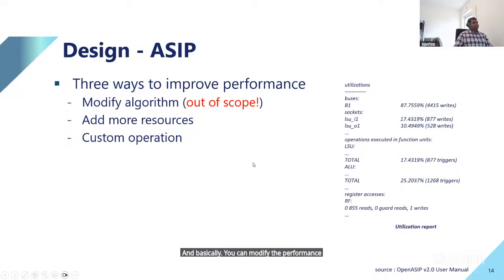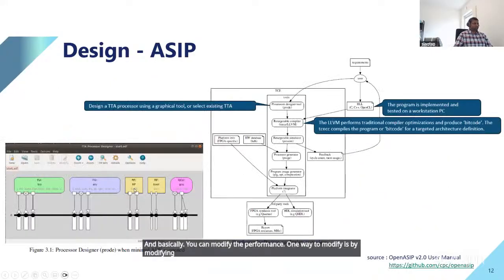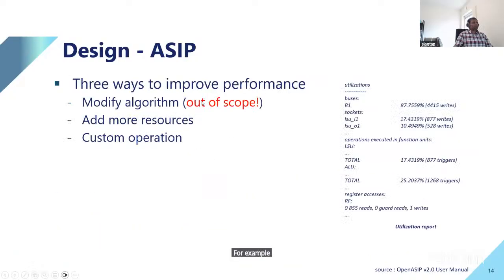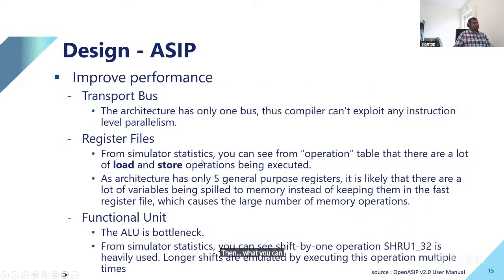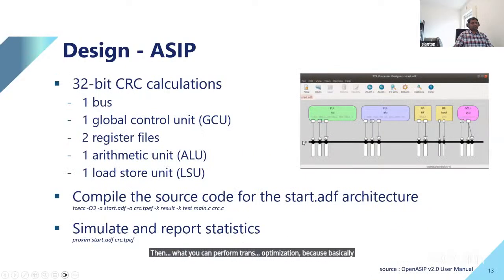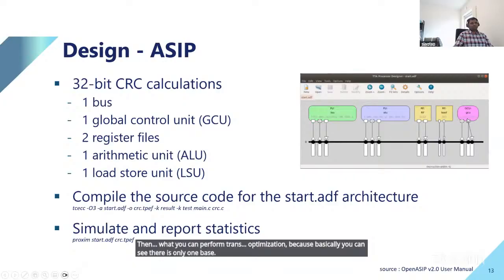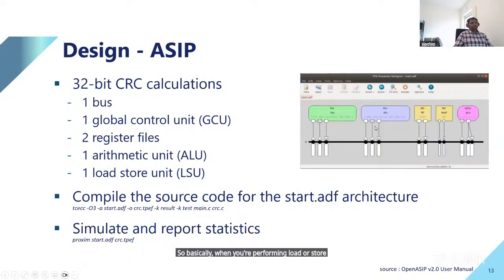One way to modify is by modifying this C code itself, for example. But maybe your C code is good enough, and you don't need any scope, or basically this is out of scope. Then you can only perform optimization on the hardware level. Because you can see there is only one bus, so when you are performing a load or store operation, your ALU cannot work because your ALU cannot fetch or read any of these registers.